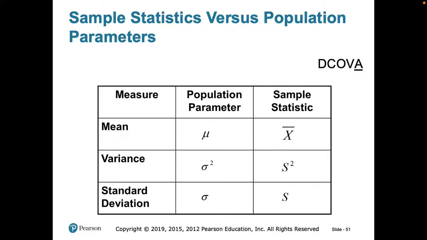Just keep this in mind for population versus sample parameters. So you have your mean. If you're talking about the population, you will use mu. If you're using sample statistics, so you only have a portion, then you're going to use x bar. Then you have your variance, and then you have your standard deviations.